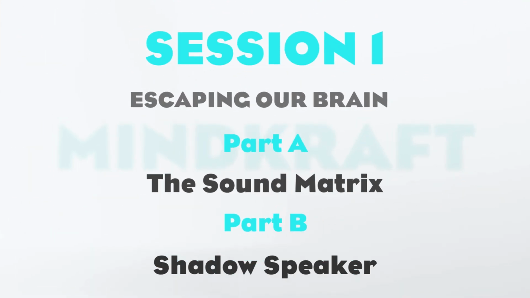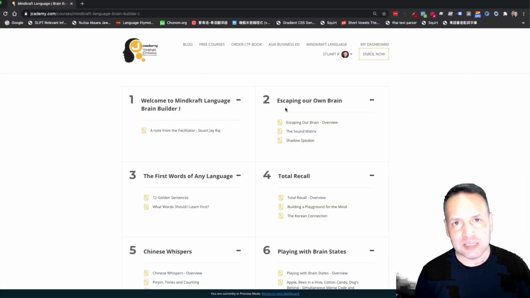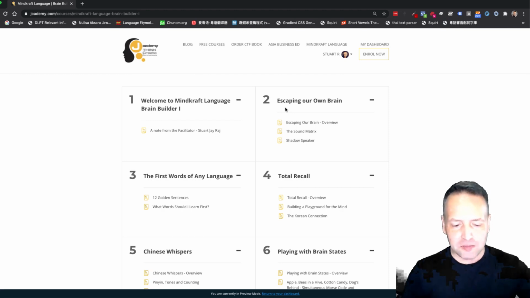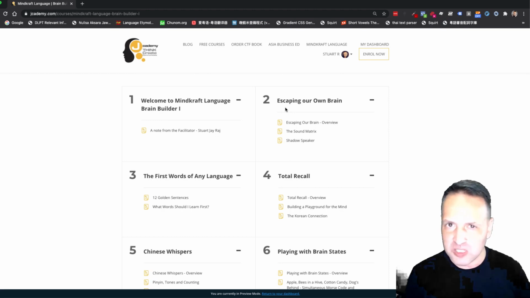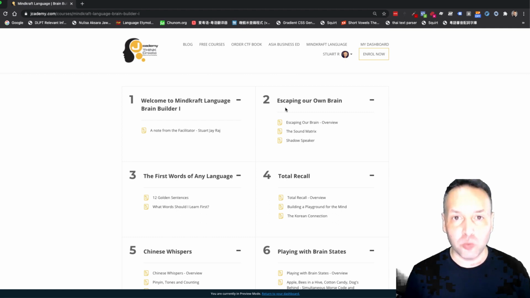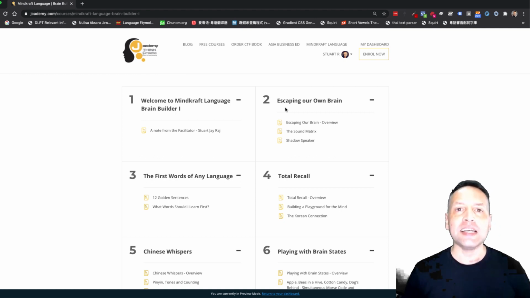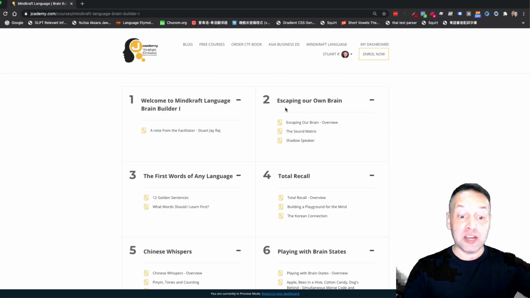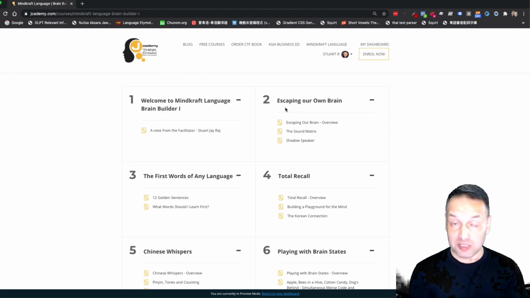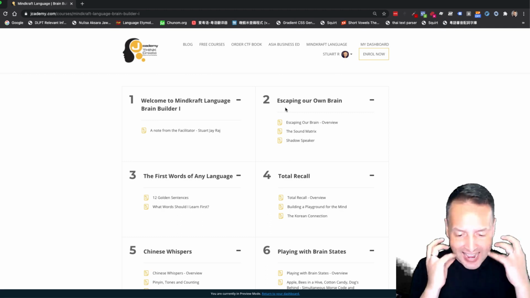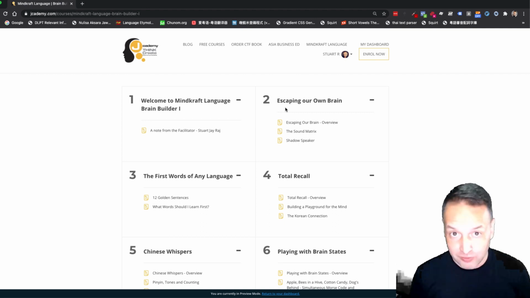So here we have it as number 2 here, escaping our own brain. Now, this is fundamental. Escaping our own brain means that we have a whole set of filters, whether it's cultural filters, language filters, sound filters, that are put on us from the culture that we're born into and the language or languages that we're born into. So this first session, we're all looking at getting out of our brain both in sounds, in language, and learning to start to access our voice in ways that we've never done before.